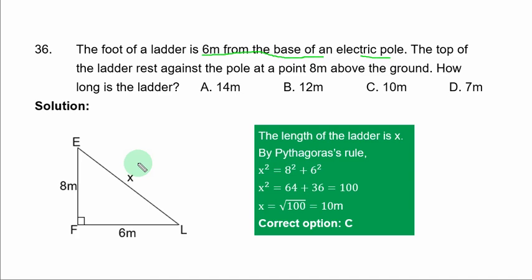So by Pythagoras rule, you have the length L squared is equal to 8 squared plus 6 squared. That simplifies to 100. To get the length, which is L, you take the roots of both sides. So L is equal to square root of 100, and that is 10 meters. C is the correct option.